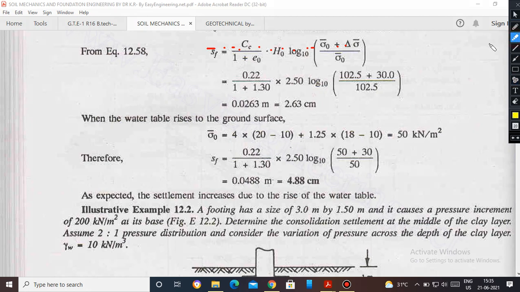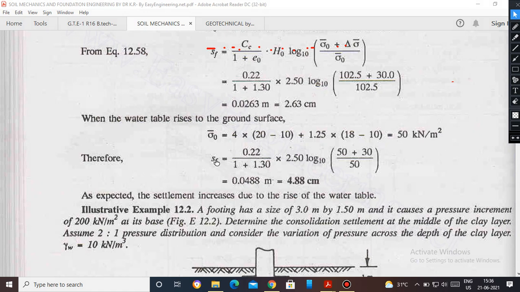Suppose you see here, this is the clay soil layer. If the clay soil is completely filled with water and the water table is above, the soil present here we take as the submerged unit weight of the soil mass, gamma prime. The submerged unit weight gamma prime equals the saturated unit weight of the soil mass, gamma sat, minus gamma w. Here gamma sat minus gamma w applies because in the previous condition the soil mass is already in saturation due to the presence of water. So 4 into 20 minus 10, plus 1.25 into 18 minus 10, will be equal to 15 kN per meter square.